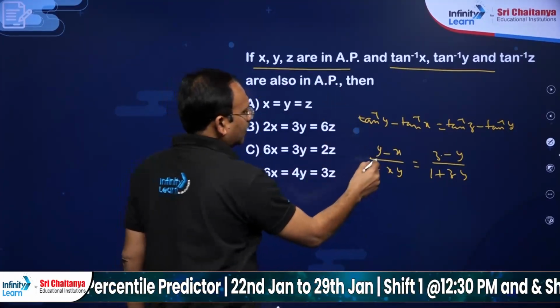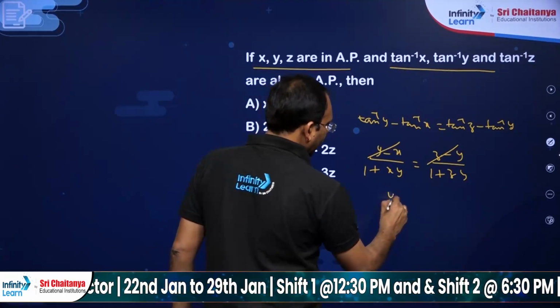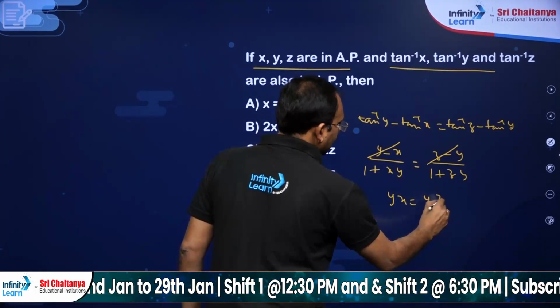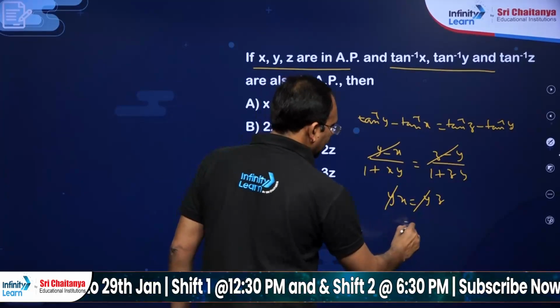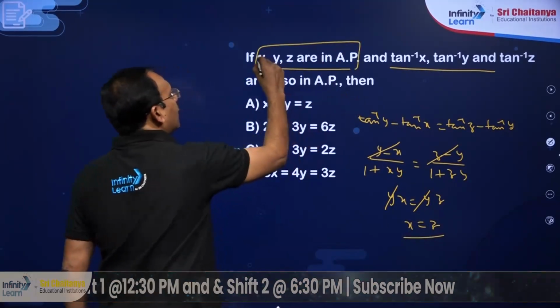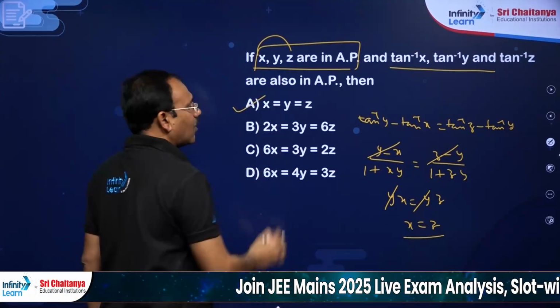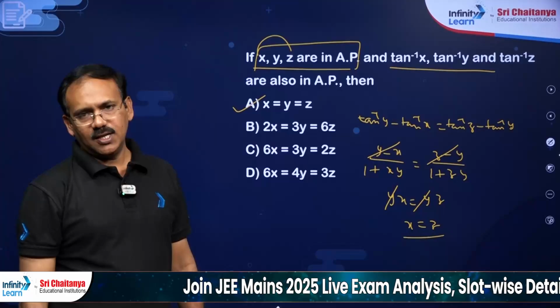Already x, y, z are in AP, so these two are the same, you can cancel. You will get yx is equal to yz. So, y can be cancelled, x is equal to z. My dear friends, x, y, z are in AP, of which these two numbers are equal, means the only possibility is all the 3 numbers must be equal, dear students.